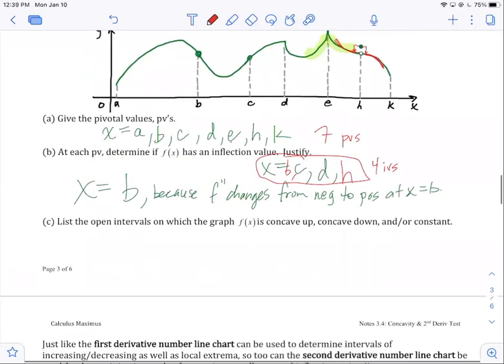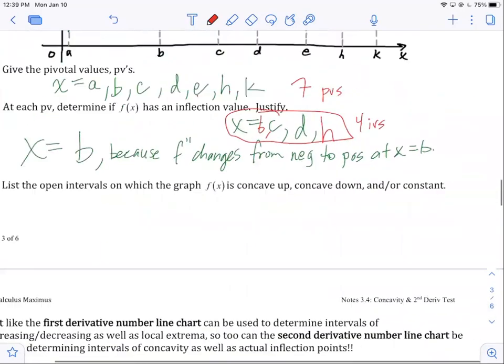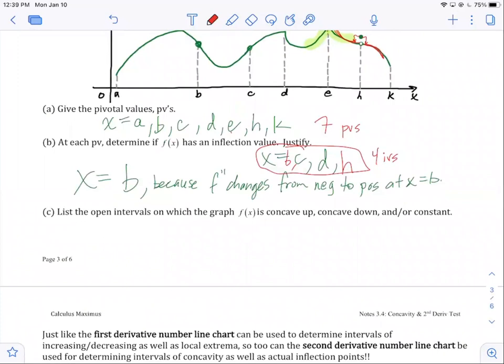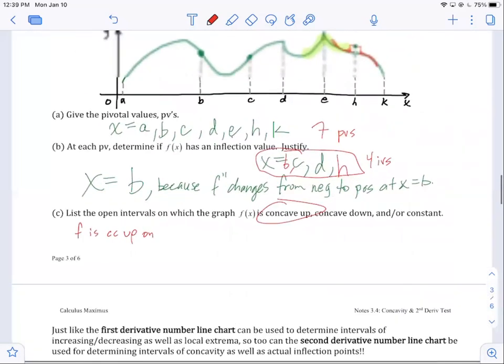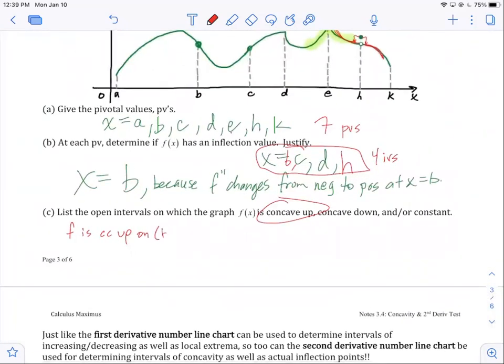Okay. So it says list the open intervals where the graph is concave up, down, or constant. Let's just do one of them. I should change it to, what do you want to do? Concave up or down? Okay, let's do all of them. Okay. So in a complete sentence, F is CC up, and then we can abbreviate that all the way through the day of the AP exam where we write out concave, right? F is CC up on, and these are open intervals. So it'd be from B to C.